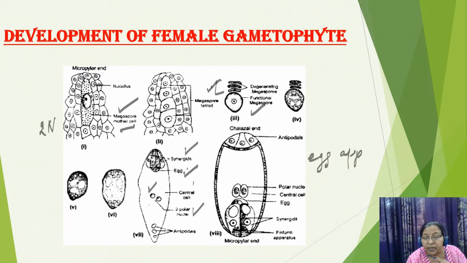This is the egg apparatus. These 2 polar nuclei later on will form a single cell, and these 3 are antipodals towards the chalazal end. These are the antipodals. So this whole is the embryo sac. Here you will see the egg, or the female gamete. So this is the development of the female gametophyte. You must have understood completely.